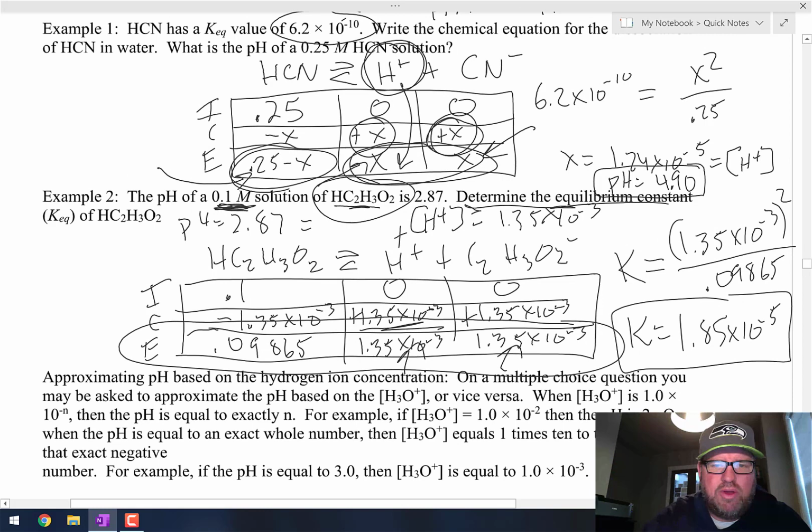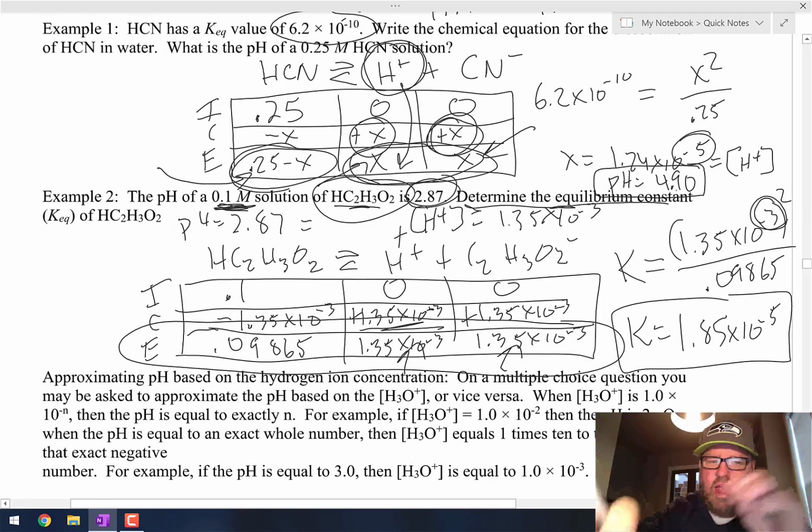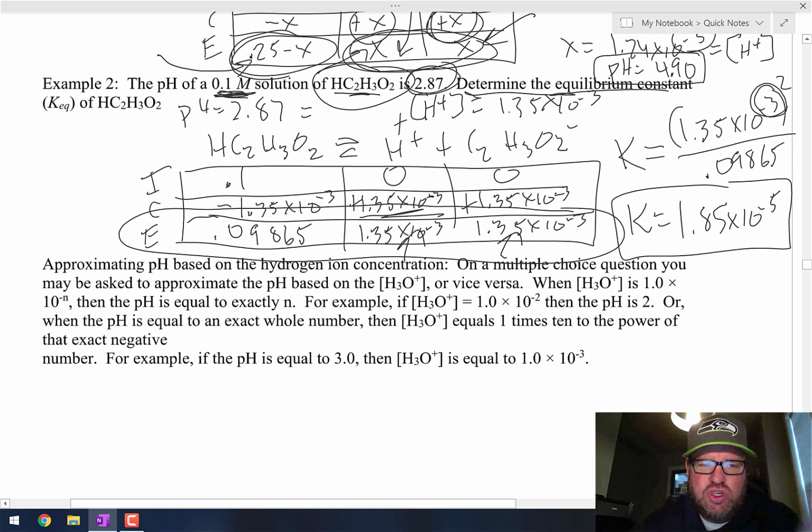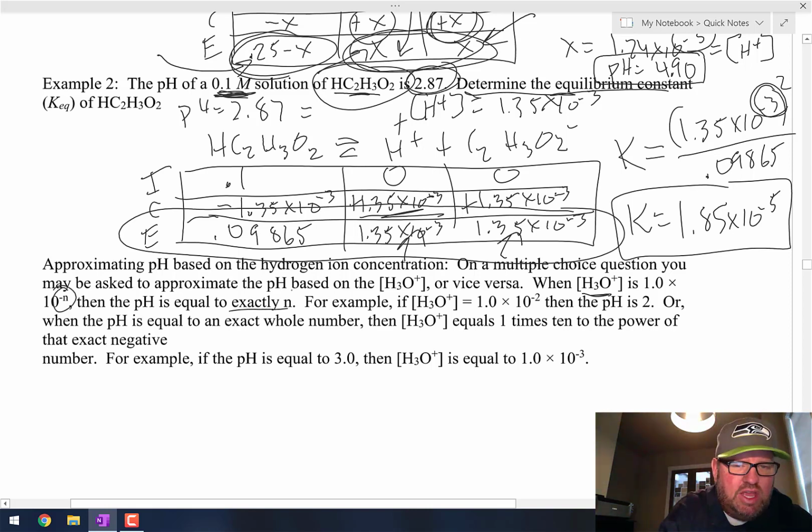Notice that, for example, here, the pH was 2.87 and the hydrogen ion concentration was 10 to the minus 3. Up here, the hydrogen ion concentration was 10 to the negative fifth, and the pH was 4.9. A lot of times on multiple choice questions, you will be asked to approximate the pH based on the hydrogen ion concentration. When the hydrogen ion concentration is 1 times 10 to the negative whatever number, then the pH is equal to exactly N.